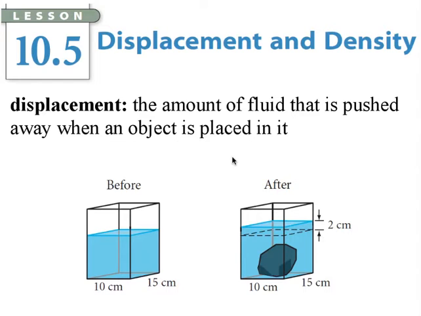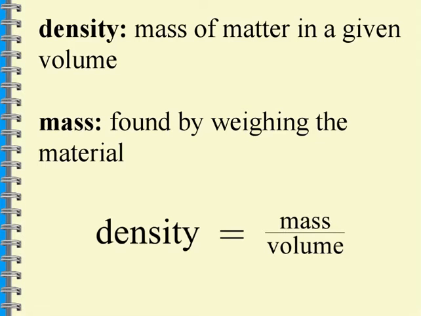So now what we're going to do is talk about something known as density and mass. Density is the mass of matter in a given volume. Okay? Density is the mass of matter in a given volume.